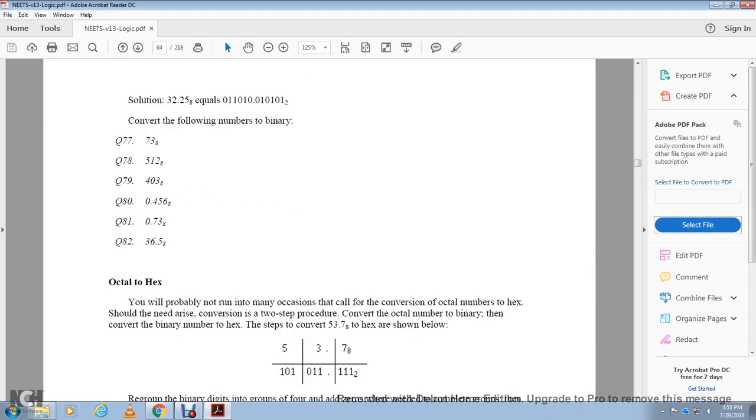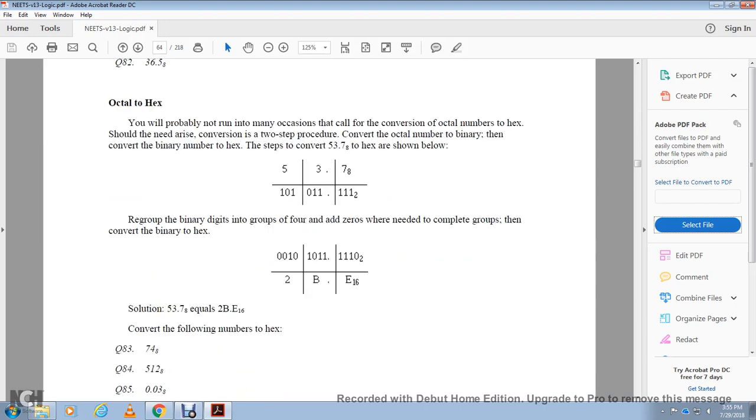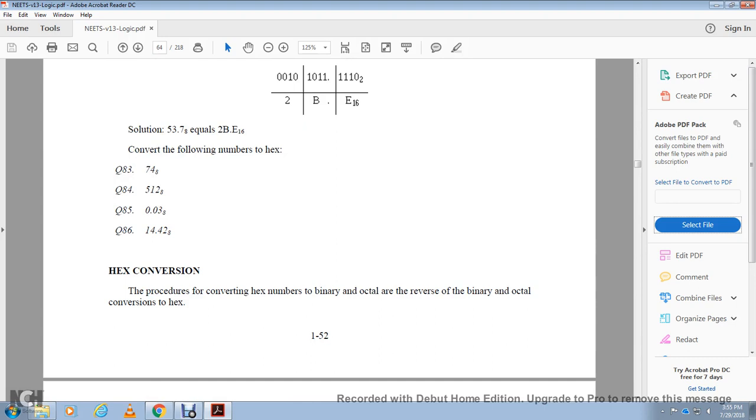Alright, octal to hex. You will probably not run into many occasions for the conversion of octal numbers to hex. Should you need the conversion, use a 2-step procedure: convert the octal number to binary, then convert the binary to hex. The steps to convert 553.7 base 8 to hex are shown. 101, 101, 011, 111, then you take your binary digits and group them in 4s, adding zeros, giving 2B.E base 16. Now convert the following numbers to hex.